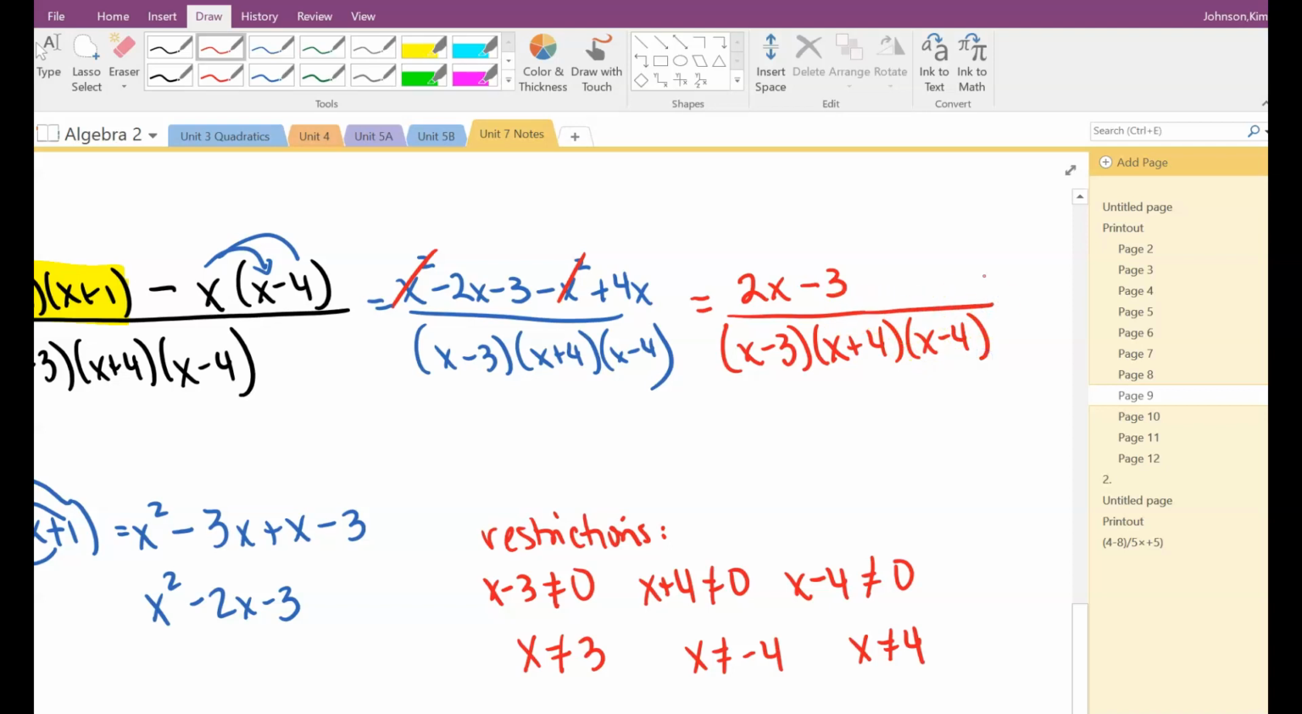Now, sometimes people try to multiply out the denominator. You probably noticed throughout this entire set of problems, I never did that because there's really no need to. Multiplying out the denominator doesn't get you any further in the problem. And so we can leave our final answer just like this.